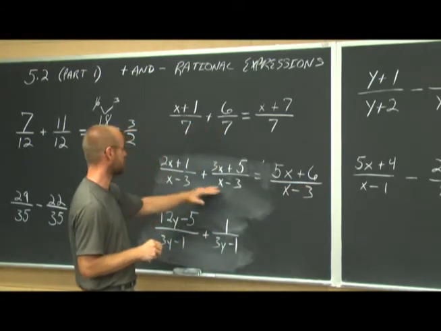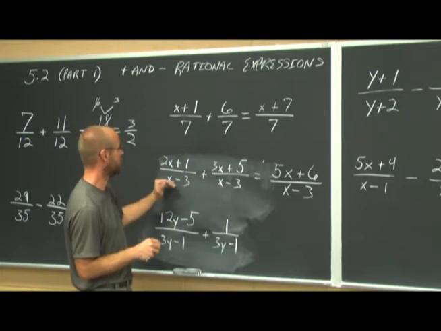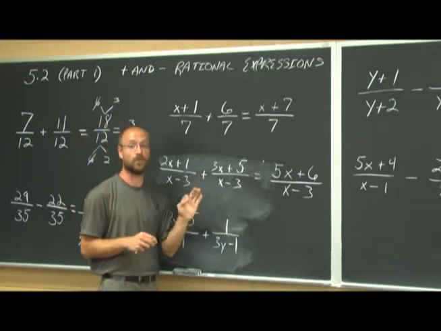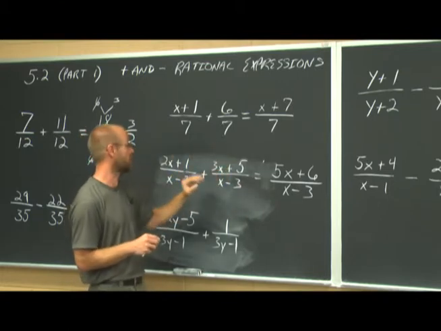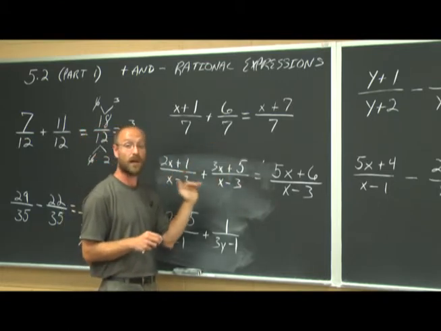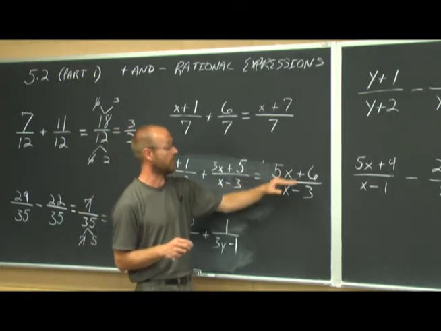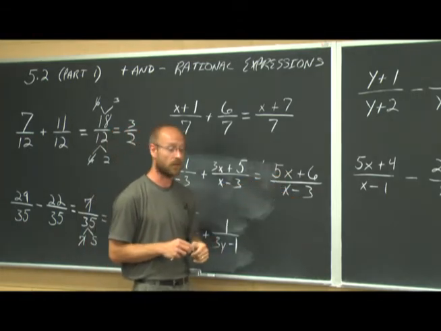A common mistake some students might make initially is to also add the denominators. Do not do that. When they're common, you add the numerators, because this and this are both divided by the same thing. So when we combine them, they're both divided by the same thing.